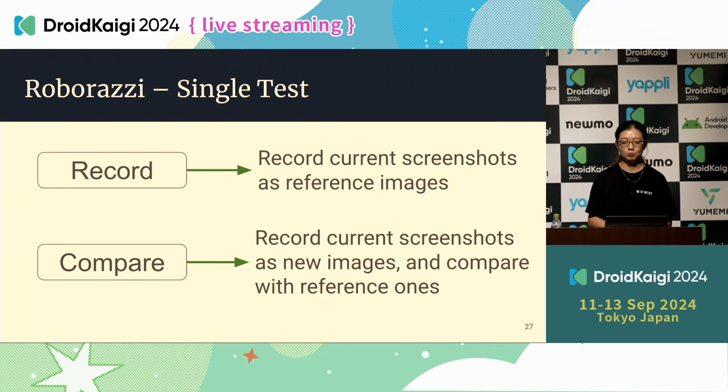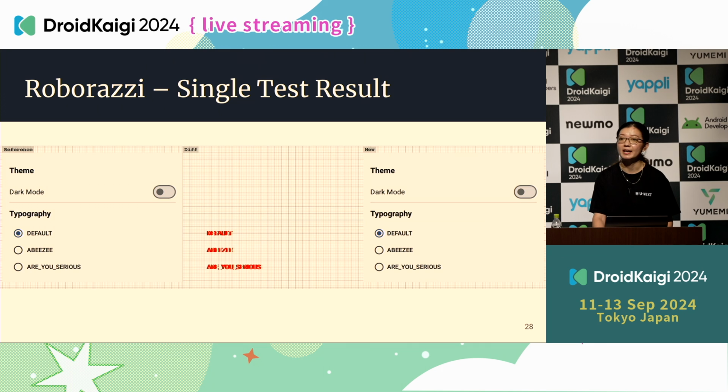There are two ways to trigger the testing process. First is record. It records current screenshots as reference images. The second is compare. Compare also records the current screenshot as a new image and compares it with the reference ones. And then you can get the test result with a three-way diff report to highlight the changes before and after.